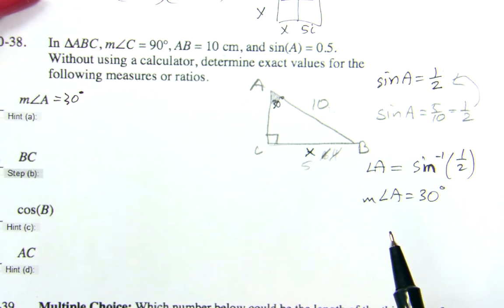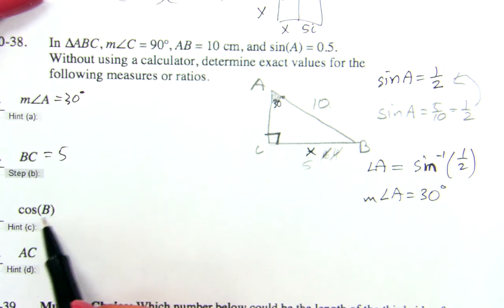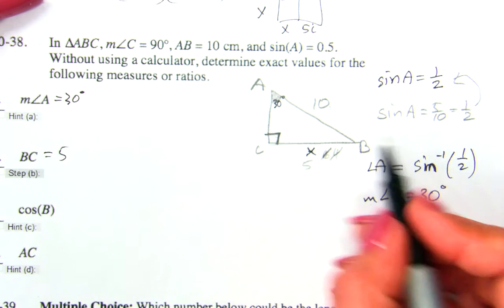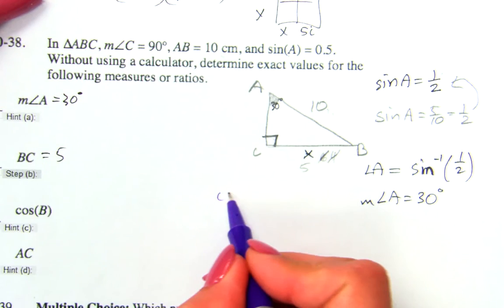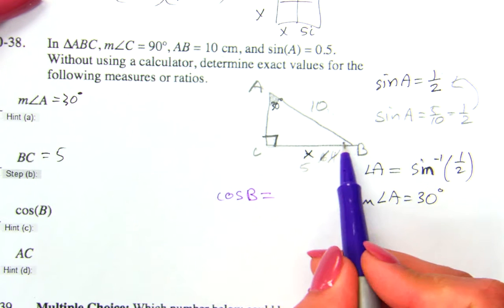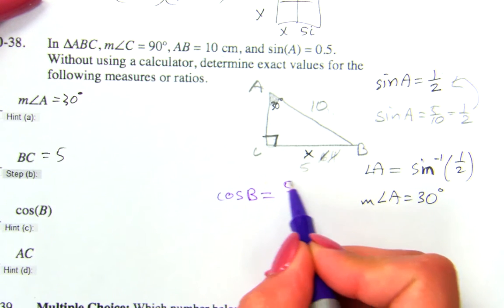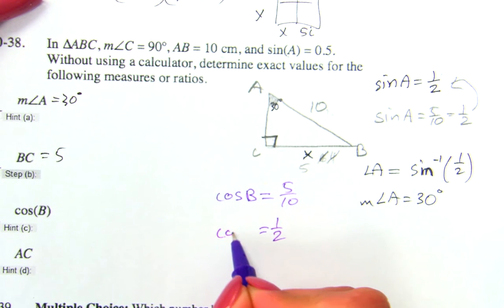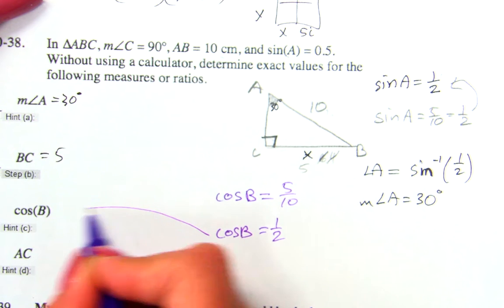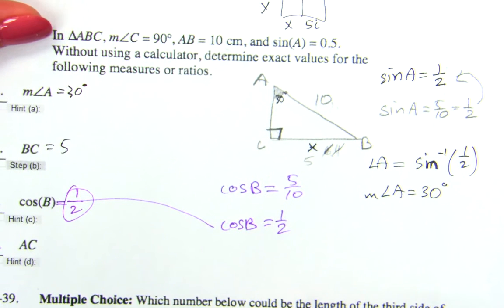BC is 5, which we figured out earlier. Now cosine of B. This is angle B down here. Cosine of B is adjacent over hypotenuse, so it's really 5 over 10 again, better known as 1 over 2. So cosine of B is equal to 1 over 2. Okay, that works out.